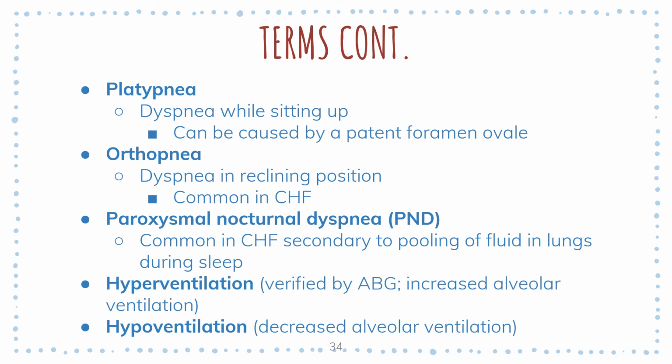PND is paroxysmal nocturnal dyspnea, again common in CHF due to the pooling of fluid in the lungs. Hyperventilation really would have to be an increased alveolar ventilation, which would have to be verified by an ABG. So your CO2 would have to be below about 35 to be considered true hyperventilation. Hypoventilation would be the opposite, where your CO2 would be greater than 45.